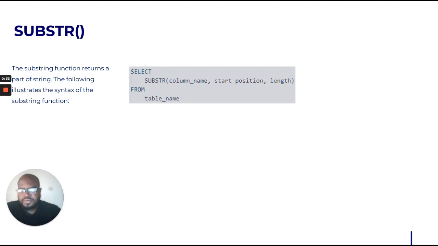So we'll be starting with the first one, and the first one is the substring function, and we can see the syntax here, substr. And what does this do? The function returns a part of a string, and I'll give an example. Before I give an example, this is the syntax here. Select substring, then my column name, what position do I want to start, and what length do I want to take.